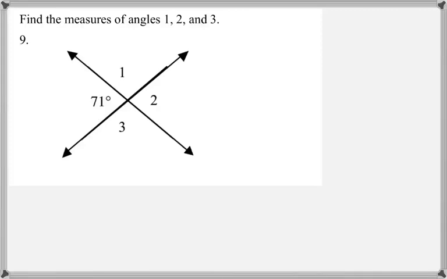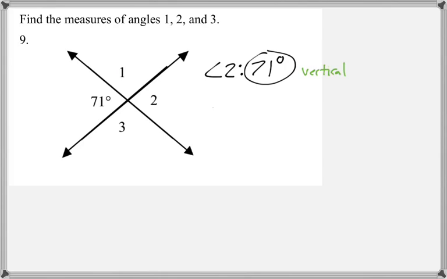Number 9 wants us to find the measures of angles 1, 2, and 3. Now we can see that the 71 degrees and angle 2 are vertical angles because they're right across from each other. So that actually means that they're equal. So we know angle 2 has to be 71 degrees. And again, this is because they are vertical angles.